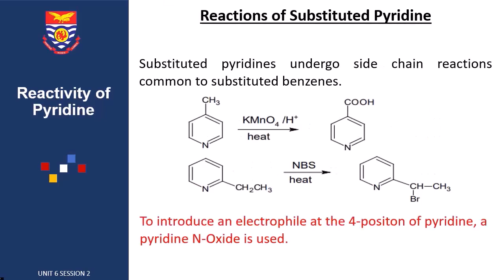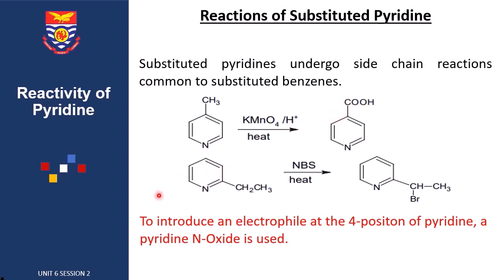Next we can also look at the reactions of substituted pyridines. We've looked at cases where we have pyridine and want to synthesize some derivatives of pyridine. However, there are also cases where we look at an already substituted pyridine undergoing some kind of reaction. Substituted pyridines commonly undergo side chain reactions like substituted benzenes. This is a typical oxidation reaction where our methyl group is converted through oxidation to the carboxylic acid functional group.